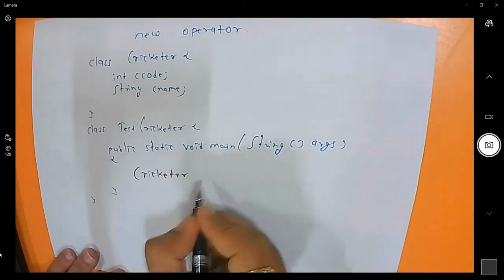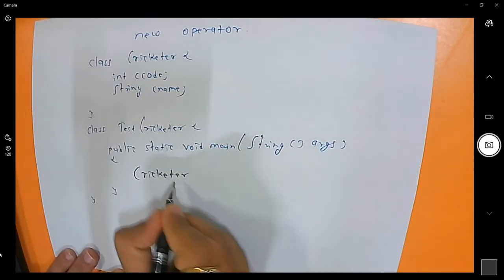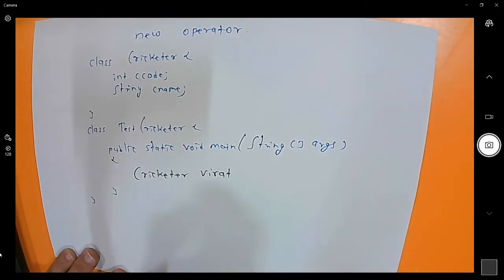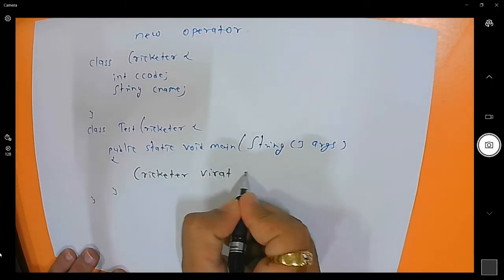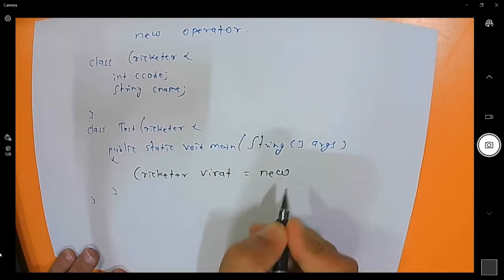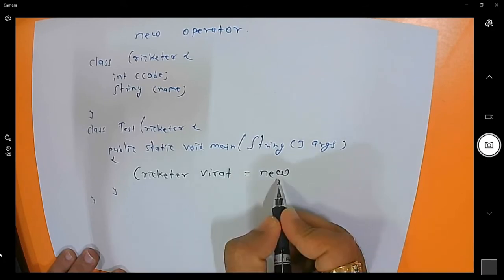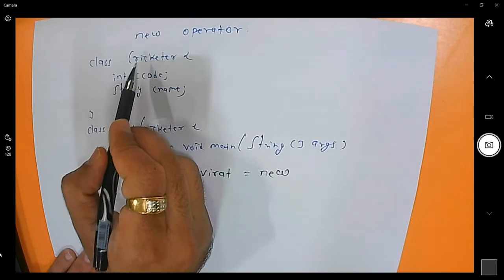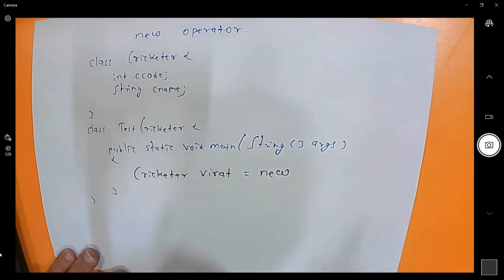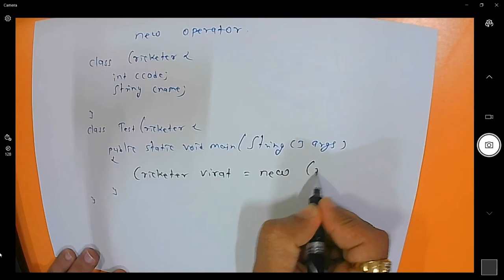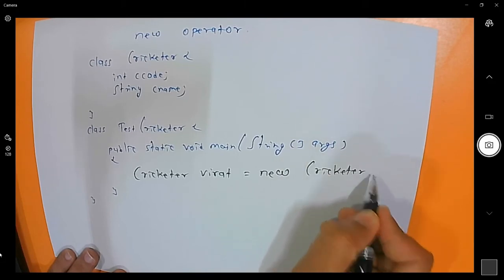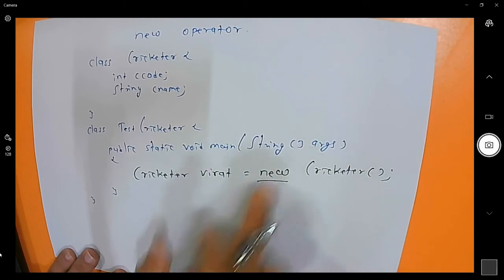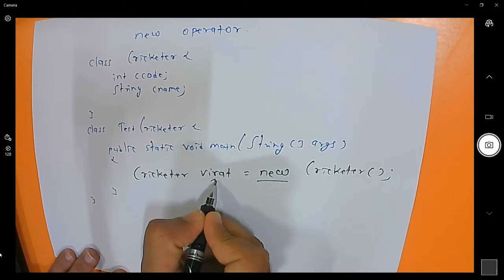For example, I want to create an object of cricketer Virat. So Virat Kohli is a cricketer. So cricketer virat is equal to, you can use the operator new, and after that you can call the default constructor of the class. If you are not writing any constructor, then by default the compiler will write the default constructor. So you can write here new cricketer. So this new is the operator which is used to create an object virat.